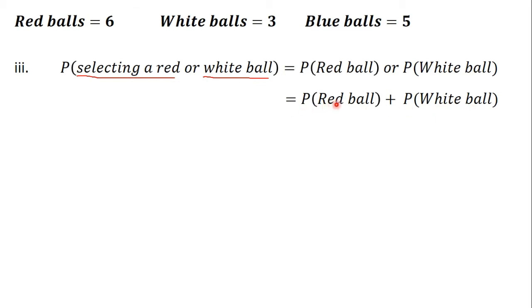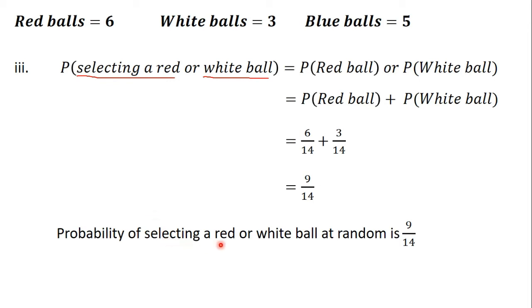How do we find the probability of selecting a red ball? It will give us the number of red balls, which is 6, divided by the total number of balls, which is 14. We have our addition sign here, so plus. Probability of selecting a white ball is equal to the number of white balls, which is 3, divided by the total number of balls, which is 14. So the probability of selecting a red or white ball is equal to 6 divided by 14 plus 3 divided by 14. And this will give us 9 divided by 14. So we can say that probability of selecting a red or white ball at random is 9 divided by 14.